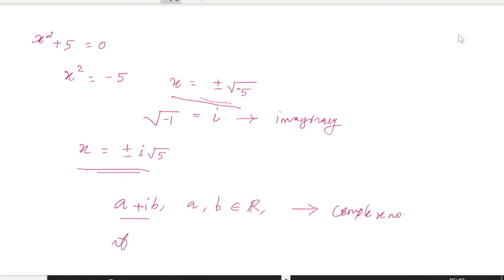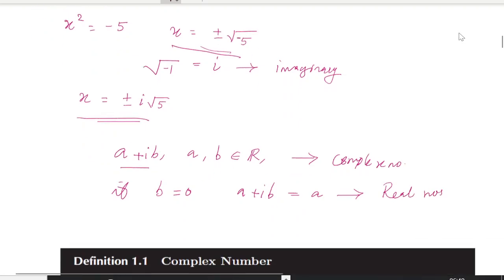Then if b equal to 0, what will happen? If b equal to 0, then a plus ib will reduce to a plus 0, so it will become a real number. Thus, this part a we will say is the real part, and this b is said to be the imaginary part.